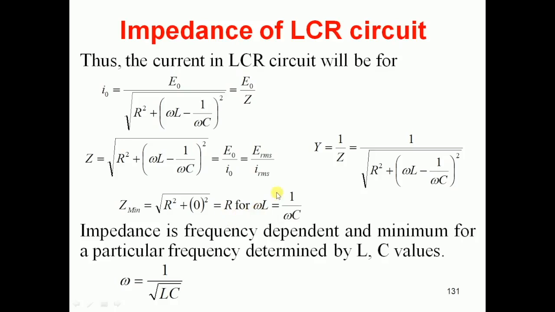And here this condition omega L equal to 1 over omega C, you can rearrange as omega equal to 1 upon under root LC. So this particular angular frequency, which I shall call resonance frequency, depends upon the choice of elements.